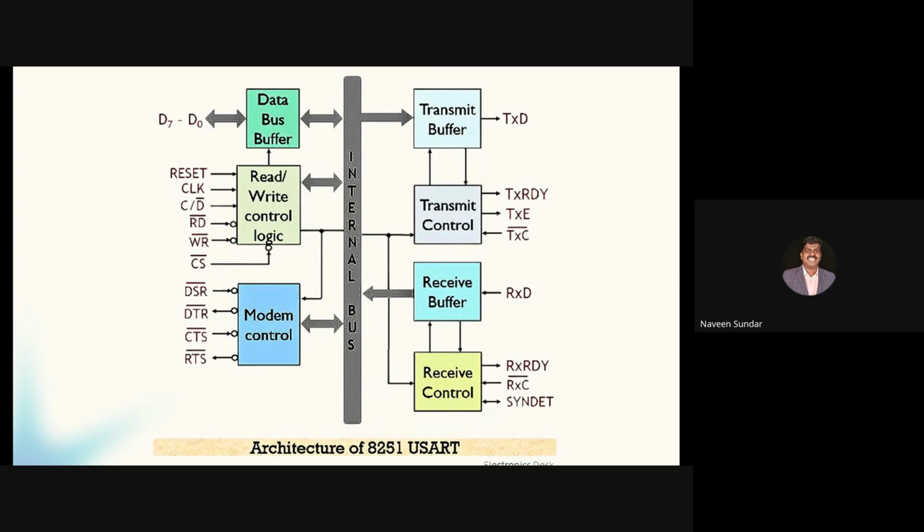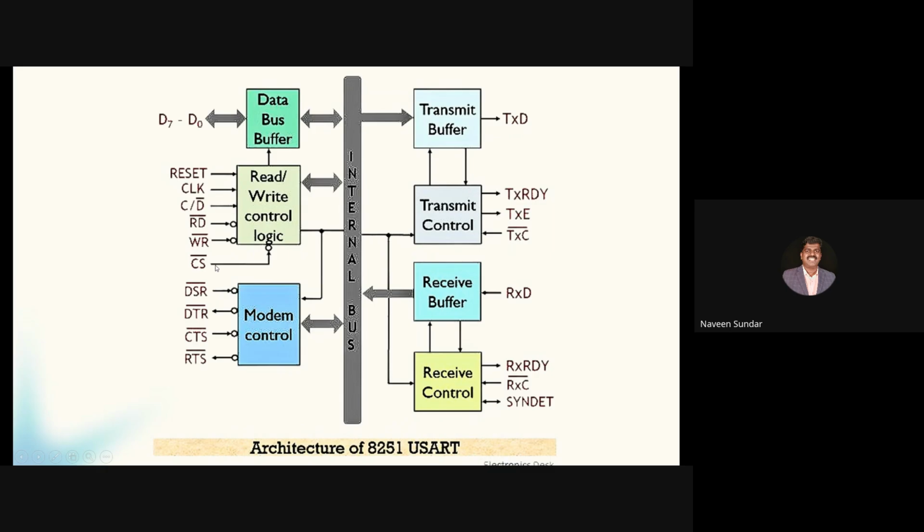Similarly, C/D bar, that is control or data, selects what the CPU is sending. One means control word and zero means data. That's why we have given C slash D bar. Then chip select, that is CS. As you know, chip select enables the 8251 chip, so the 8251 is made active using this chip select only.